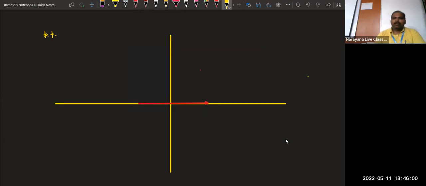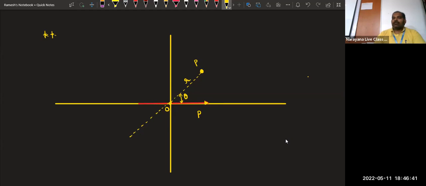This is the center of the dipole. Let's say the dipole moment is equal to P. There is one arbitrary line. What is the name of the line? Arbitrary line. There is one arbitrary point P at a distance of R meter. It's subtending some angle, theta.